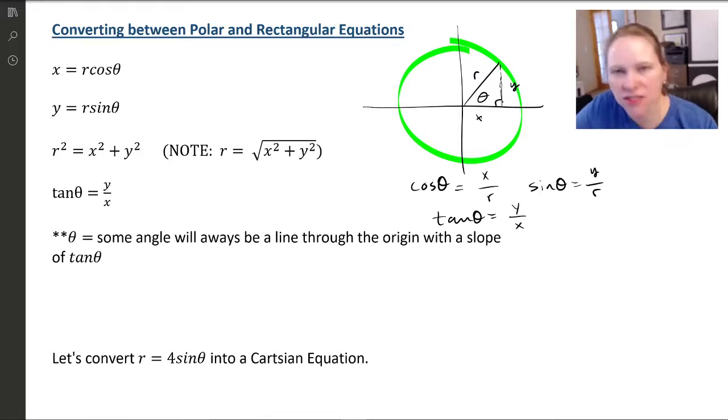And notice when it says theta equals some angle, it will always be a line through the origin with a slope of tangent of theta. That's important to note because that will come back around.